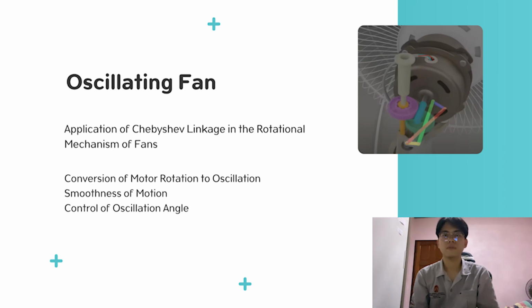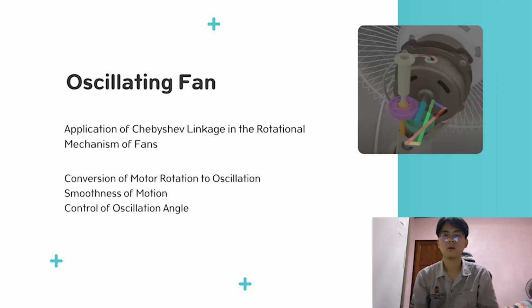The oscillating fan has a motor that generates continuous rotational motion, which is transmitted to the Chebyshev linkage. This mechanism converts the motor rotation into a backward and forward oscillating motion, allowing the fan head to move smoothly from one side to the other.